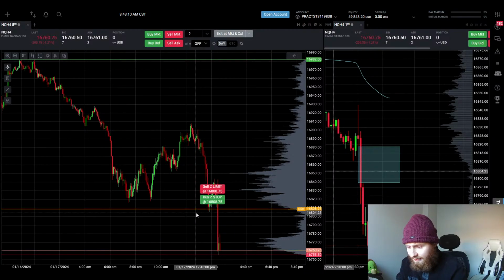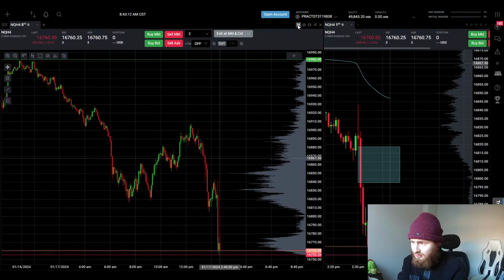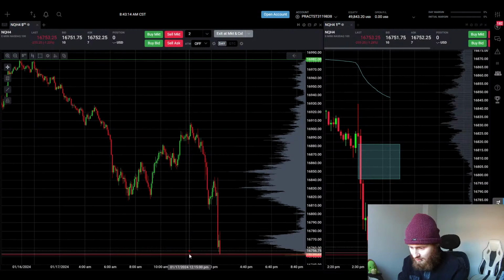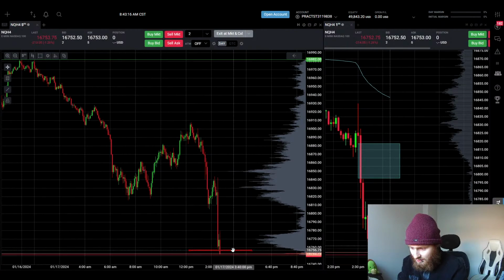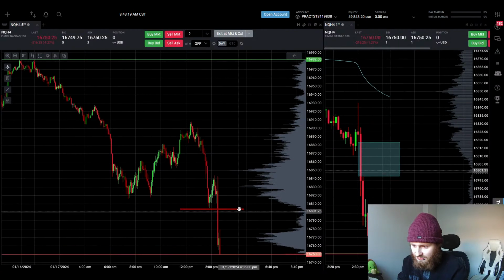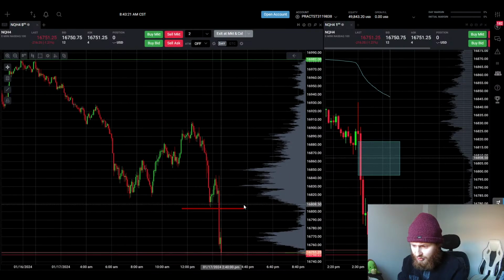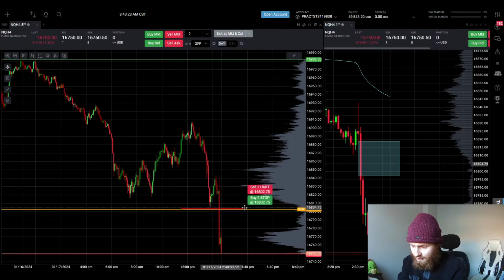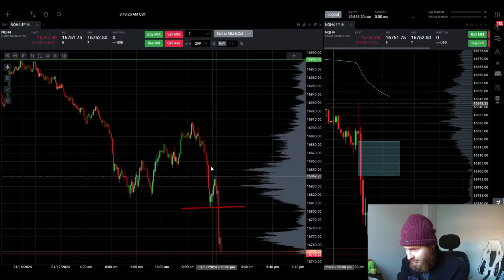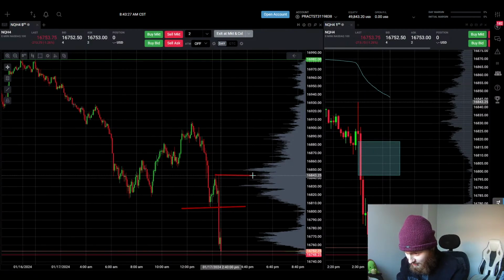How do I forget my shortcut buttons? Did I not enable it? Our low that was broken was here, right? So we could be expecting some sort of pushback up to this area for a retest of that structure. Of course, the current high is now here.